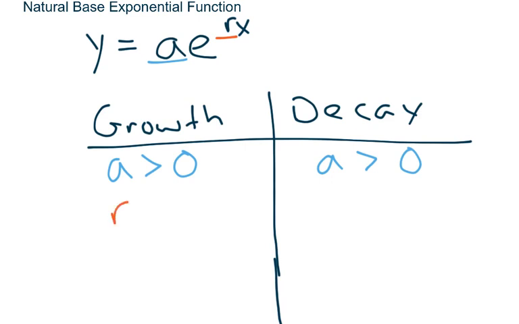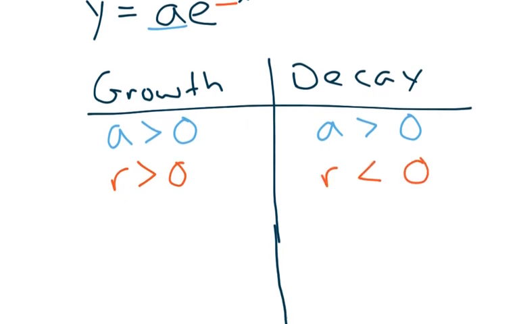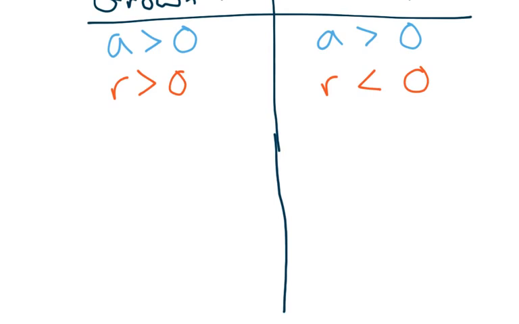Okay, if r is bigger than 0 or positive, it's going to be a growth function. It's going to get bigger. If r is less than 0 or negative, then it's going to be a decay function. Okay, so for a growth function, like y equals e to the x, that's a very basic growth function.